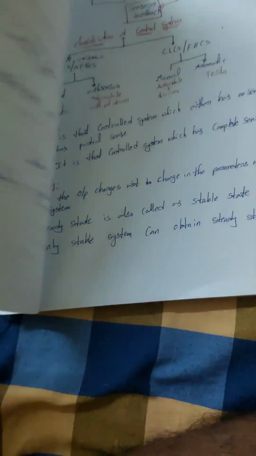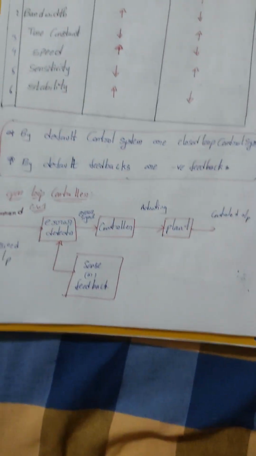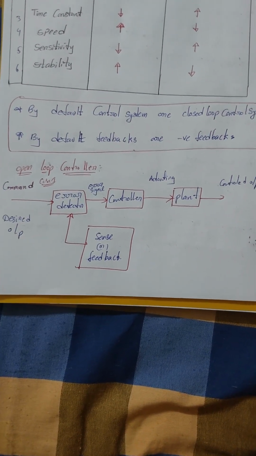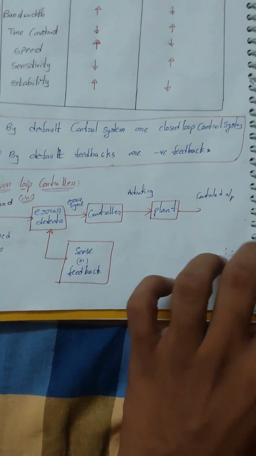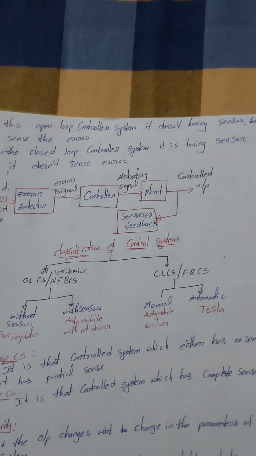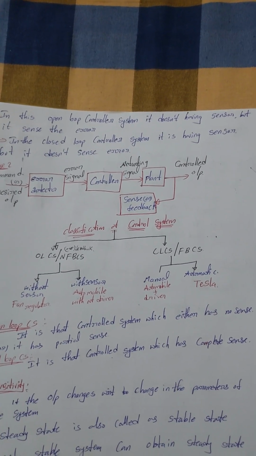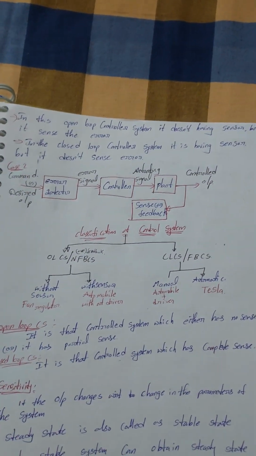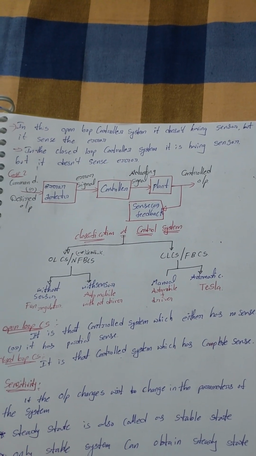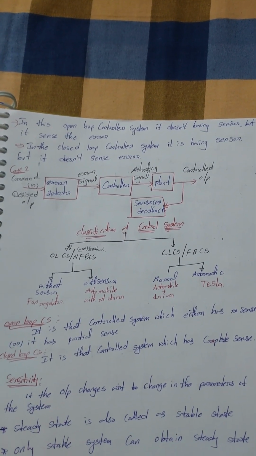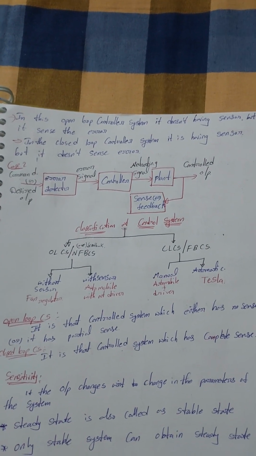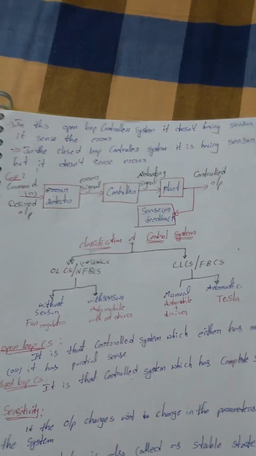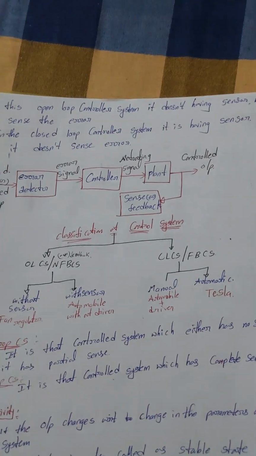Next we see the important points. By default, control systems are closed loop control systems, and by default feedbacks are negative feedback only. In the open loop control system, it does not have a sensor but it senses the error. In the closed loop control system, it has a sensor but it does not sense errors. That's the difference between open loop and closed loop. We call control systems closed loop control systems, and mostly we refer only to negative feedback.